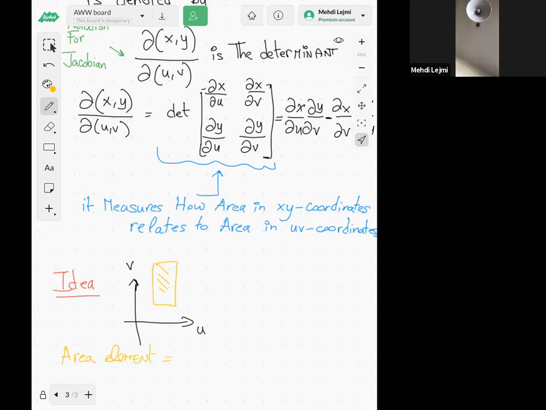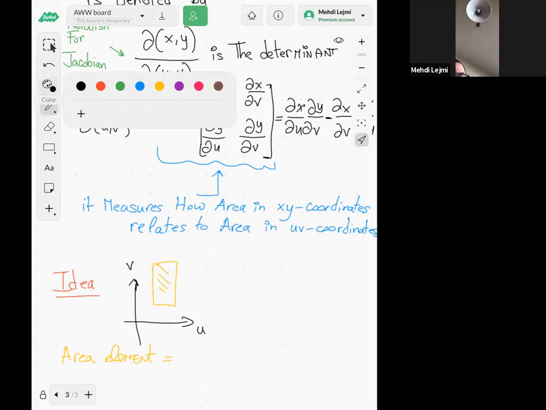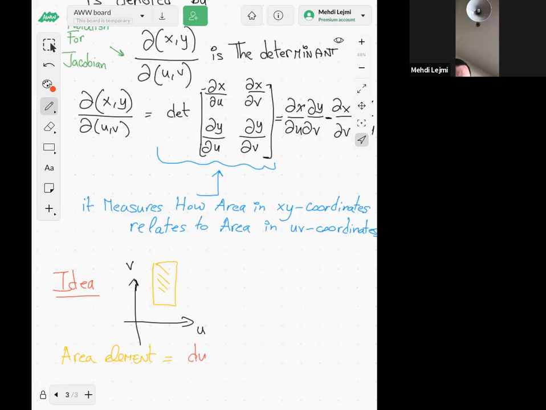So when we have two coordinates, two variables, u and v, what will be the area element here? It's just du times dv, right? That's my area element. When you have two variables, u and v, the area element is du dv or dv du, depending. But what does this du dv represent?